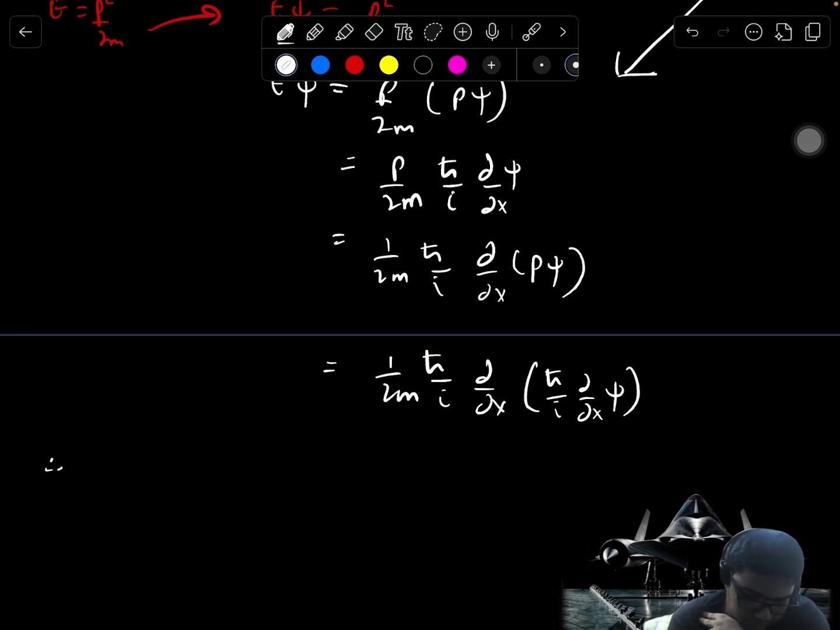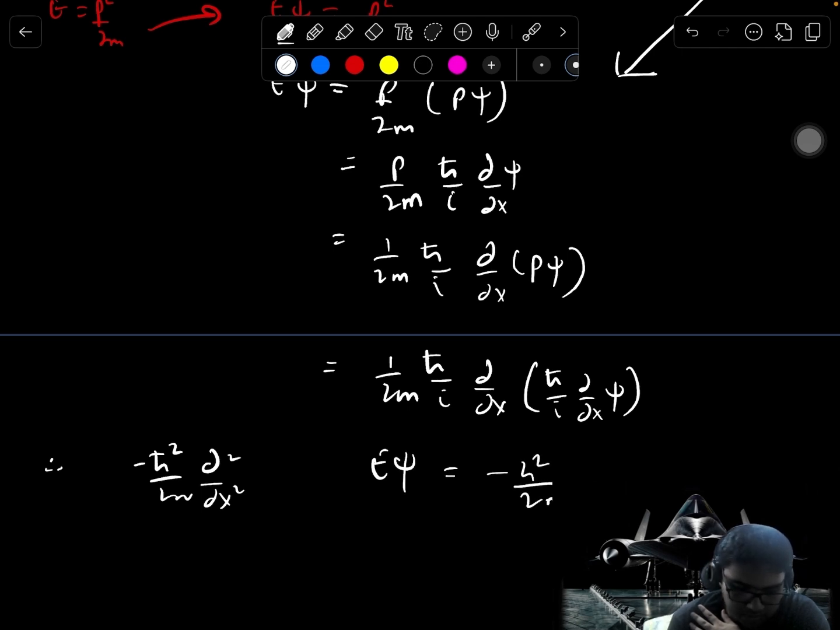Now I'll just rearrange them. So this is what we get as the energy operator. The energy operator E psi is equal to minus h-bar squared by 2m, ∂² by ∂x², psi. So the product of the two i's, i squared equals minus 1, hence the minus.